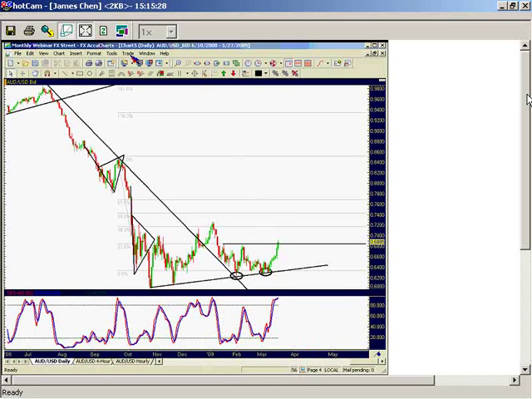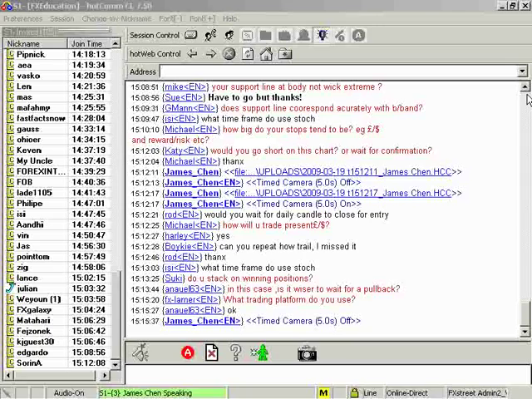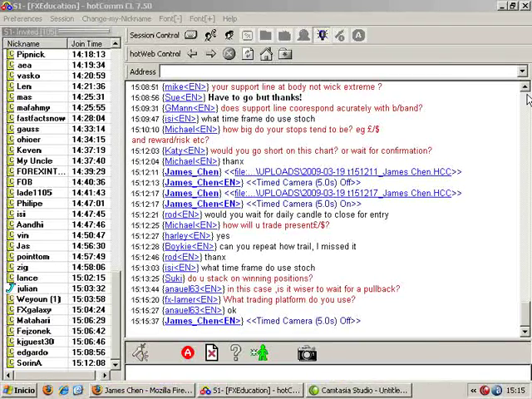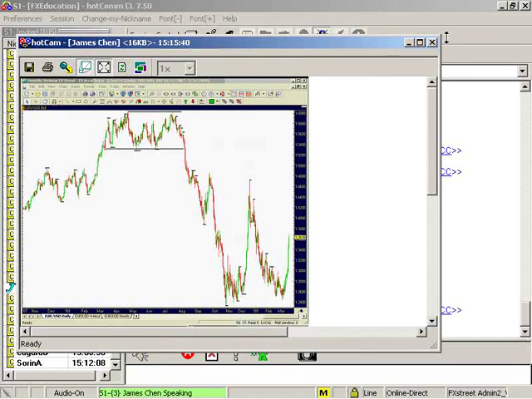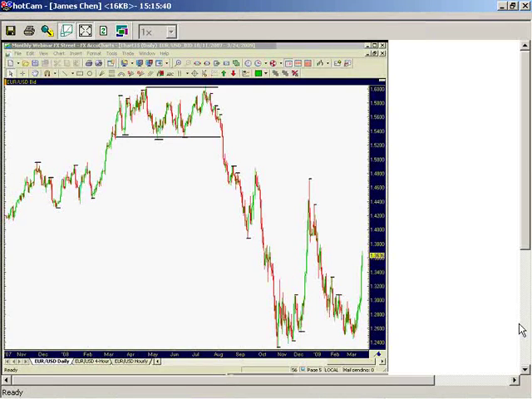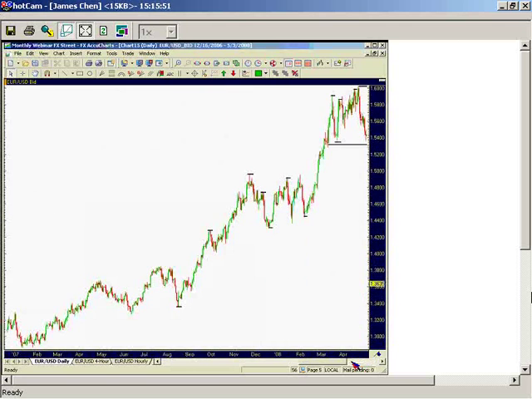Okay, so that's the Aussie dollar. Now let me go quickly over to this. Okay, now I'm going to talk a little bit about short-term trading. Short-term trading is not easy, but it can be done very effectively with daily charts. Now I'm going to go backwards here. I'm going to start from over here.